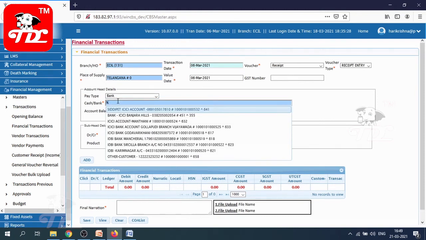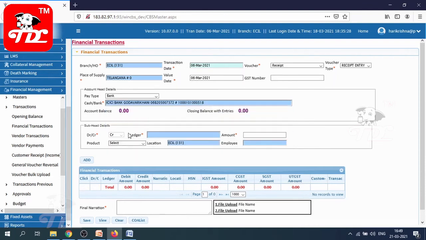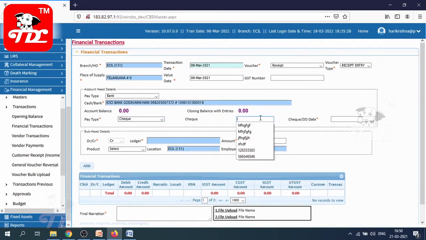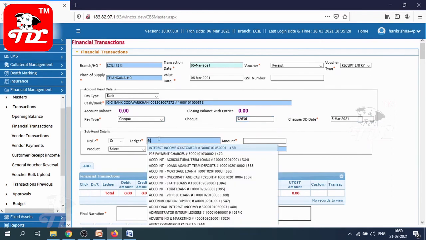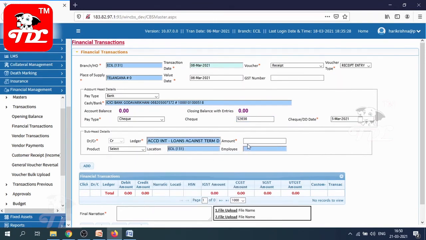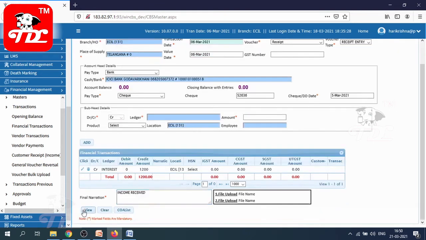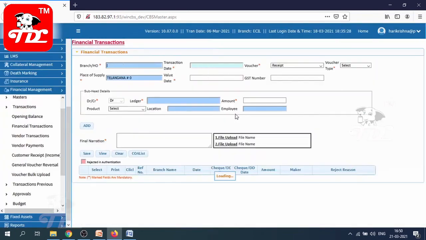I have multiple banks linked to my account, so I'll select ICICI Bank Godavarikani. It has a cheque only, so I'll put the cheque date, then credit. This time, rather than loan and term deposit, I'll select income only. Income received in bank, amount is 1200 rupees. I'll post the transaction, successfully posted.